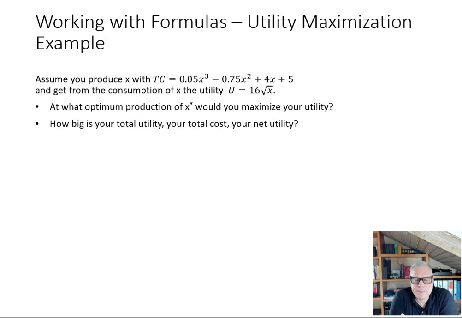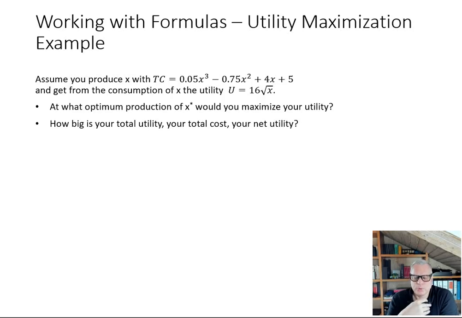Okay, so let's bring everything together that we have covered so far, and let's review again a little bit some of the concepts. So let's say you produce something and you found this is your production function. That's the same that we used earlier. And you produce a good X, and this is your utility from consuming X. So the question now is, how many X will you produce?